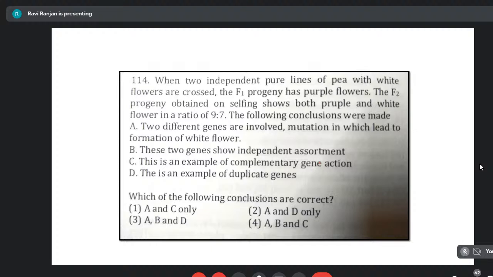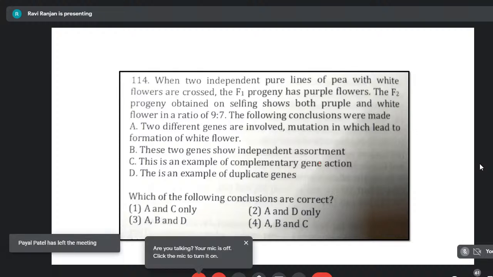Next question: when 2 independent pure lines of P with white flower colors are crossed, the F1 progeny was purple. The F2 progeny produced on selfing again has showed what?